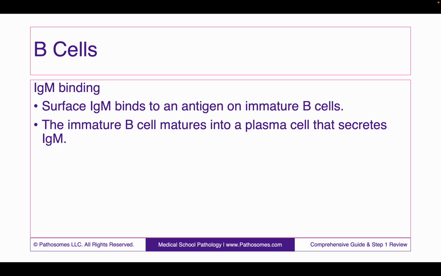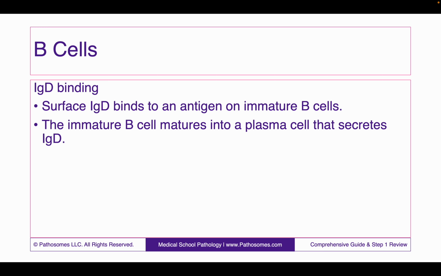Regarding IgM binding, surface IgM binds to an antigen on immature B cells. The immature B cell matures into a plasma cell that secretes IgM. Regarding IgD binding, surface IgD binds to an antigen on immature B cells. The immature B cell matures into a plasma cell that secretes IgD.